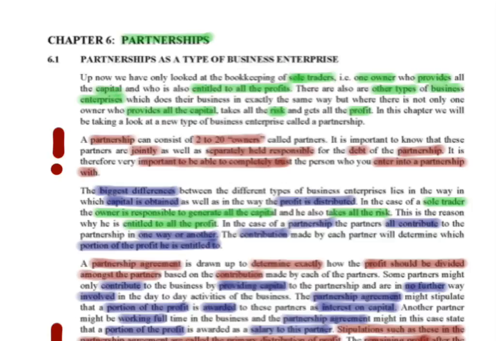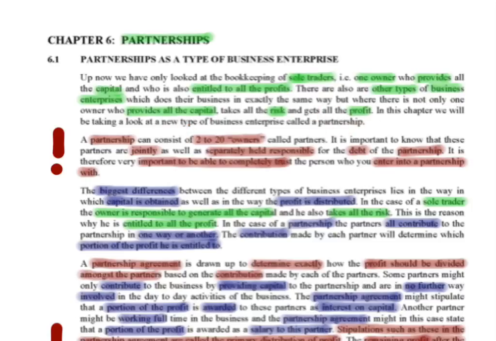So there are also other types of businesses. In grade 11 we will do partnerships, and in grade 12 we will do companies. These are business enterprises that do their business in exactly the same way, but where there is not only one owner who provides all the capital and takes all the risk and therefore gets all the profits. In this chapter specifically, we will be looking at a new type of business enterprise called a partnership.